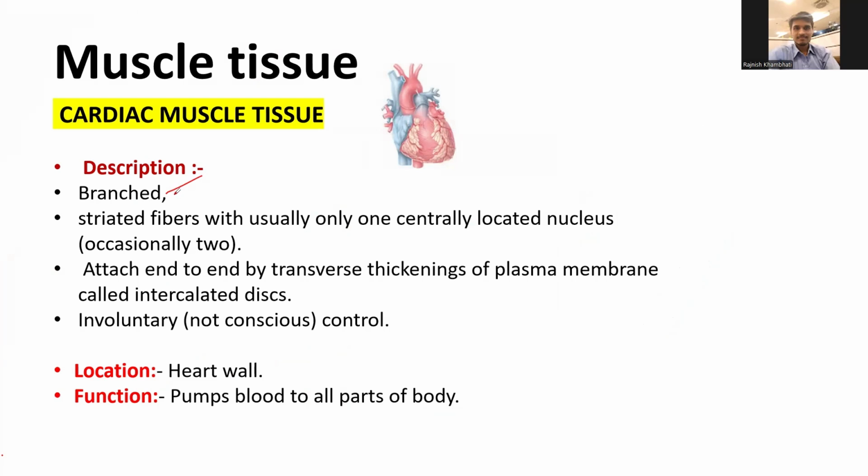Branched muscles means they have branches. Striated fibers. Striated means again they too have striation, dark band, light band, with usually one centrally located nucleus. Only one. I will show you the diagram. So these are the branched and striated muscles. Striated but branched. And skeletal muscle is striated but unbranched.